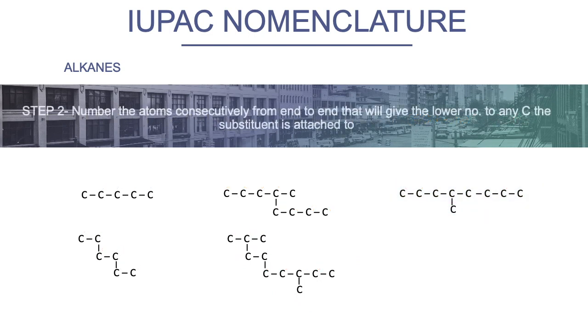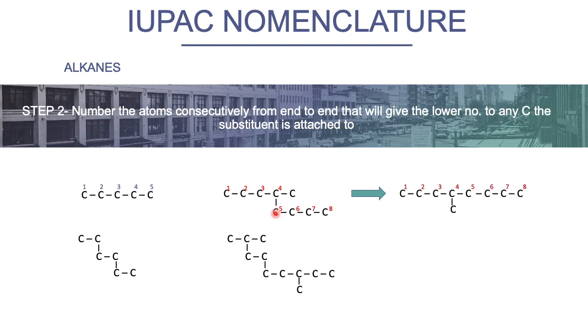So here we move on to step 2. We number the atoms consecutively from end to end, so that the substituent gets the lowest possible number. So in this case, there are no substituents, so that's okay. For this case, however, we have to go from this end, because if we were to go from this end of the carbon chain, this would have been 1, 2, 3, 4 and 5. So the substituent would have gotten a larger number compared to when we number it from this end. We go to the numbering which has the lowest number assigned to the substituent carbon. So we go this way.